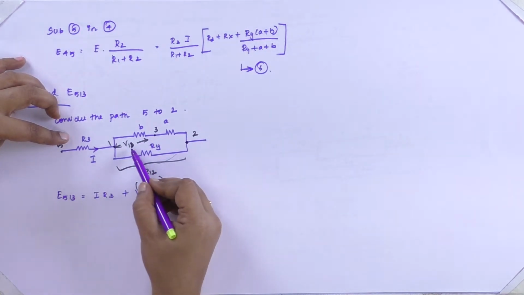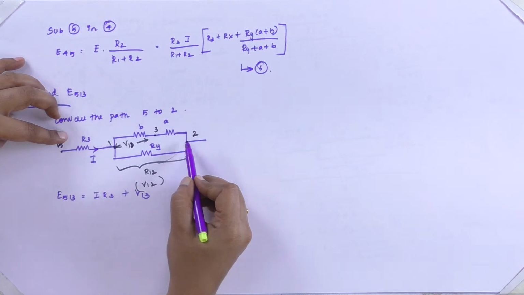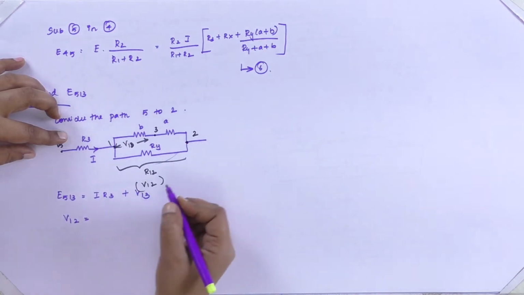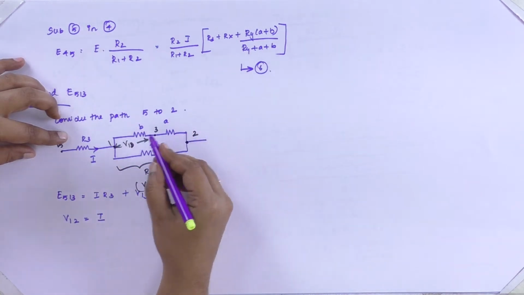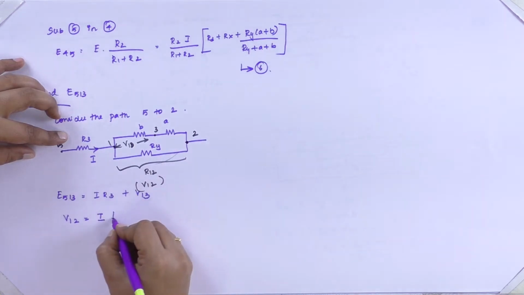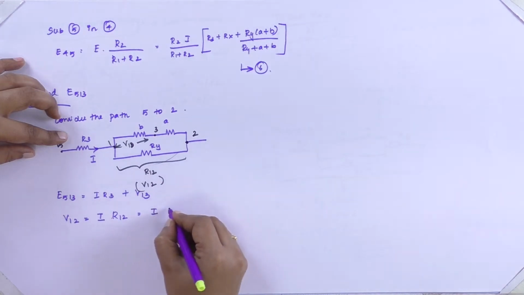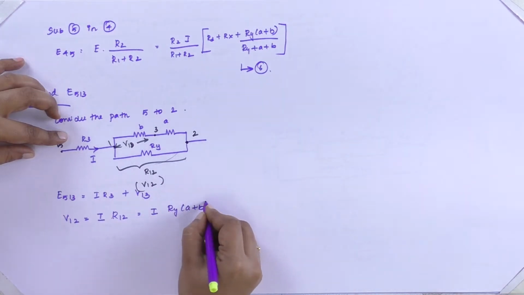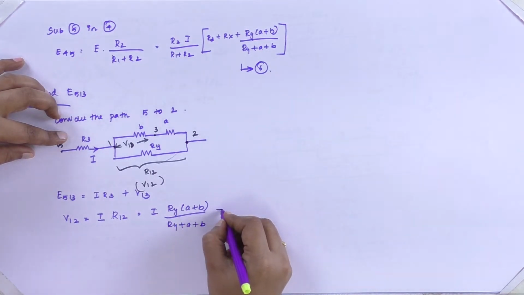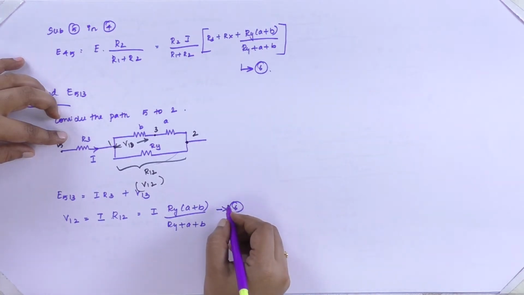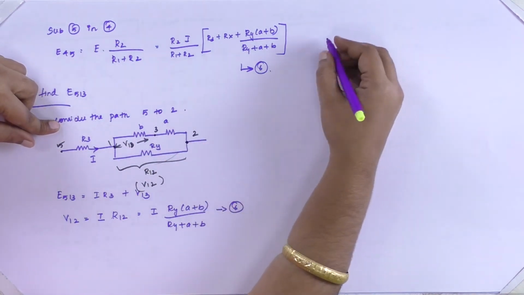Before calculating the value of V13, let me find the value of V12, which is the voltage drop between the points 1 and 2. V12 will be equal to the current through the circuit I into the equivalent resistance between 1 and 2, that is R12. Already we have found the value of R12, so V12 is I into Ry into (A plus B) divided by Ry plus A plus B. Let me take this as equation number 6. So, I have found the value of V12. I am going to redraw this circuit.